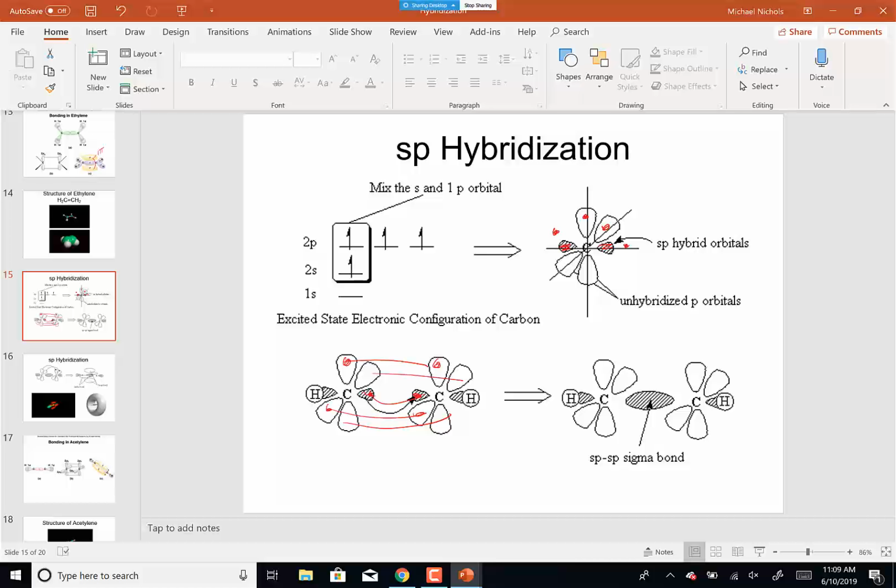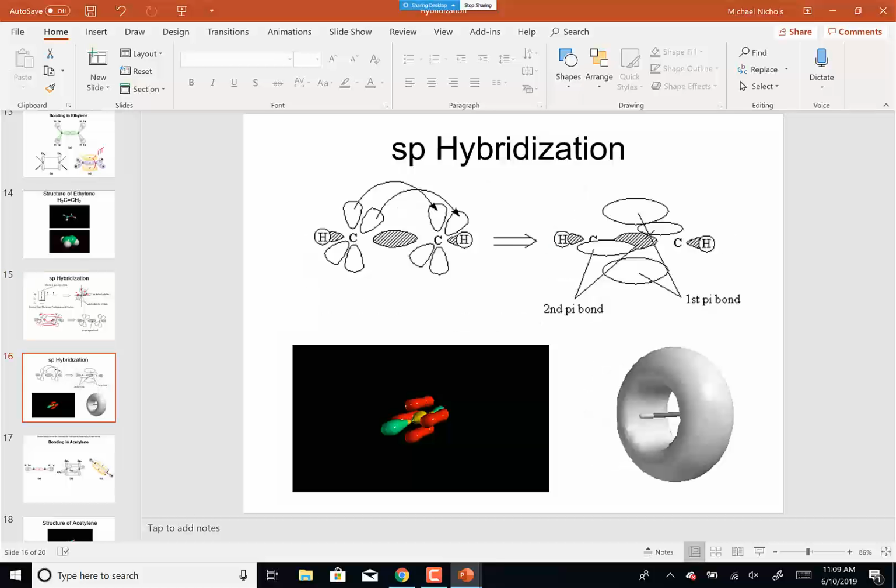And so that's going to look like the structure on the right. The first pi bond, the second.